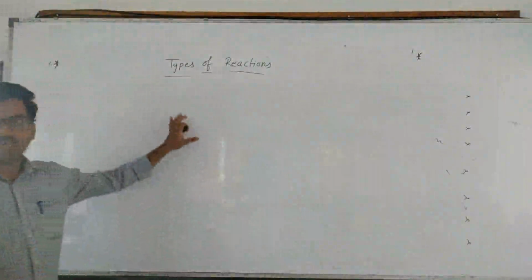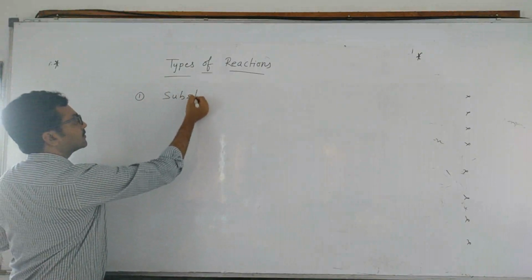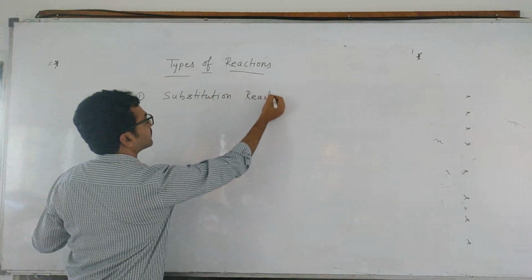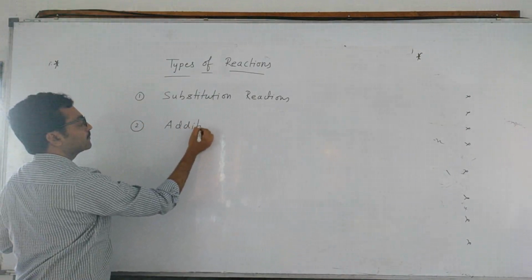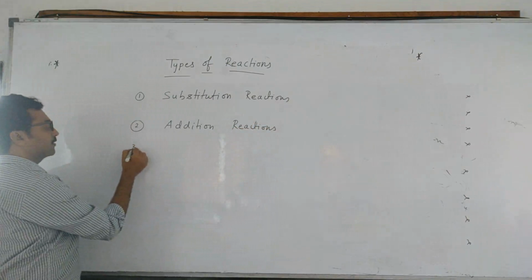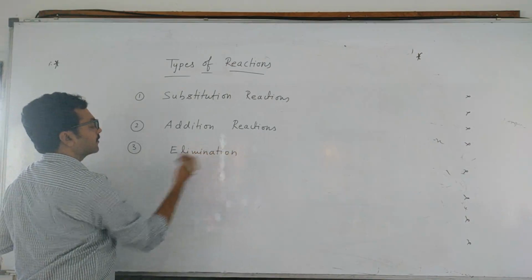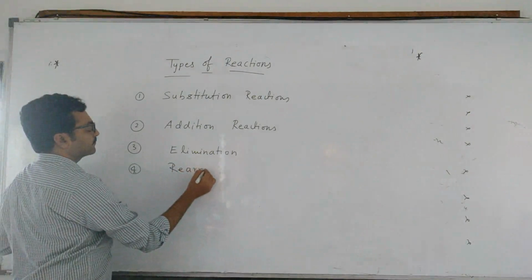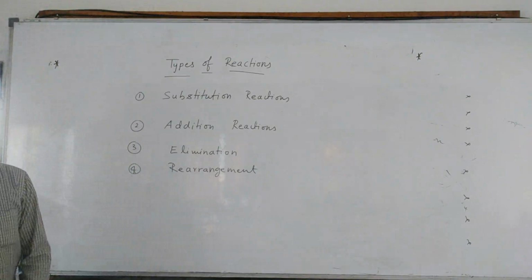Okay, listen. So there are mainly four types of reactions. What are those? Substitution reaction, addition reactions, elimination reactions, and rearrangement reactions. So there are four types of reactions mainly in organic chemistry.